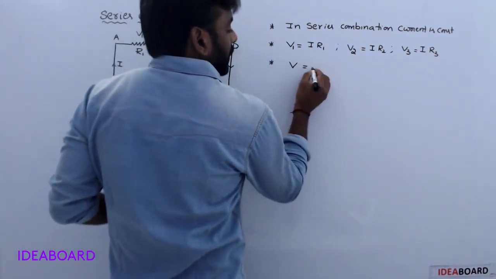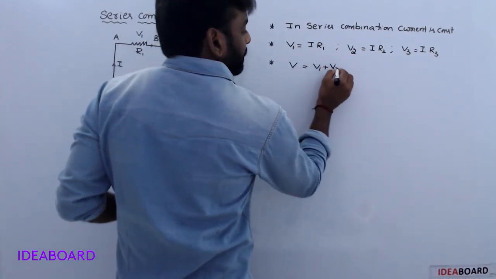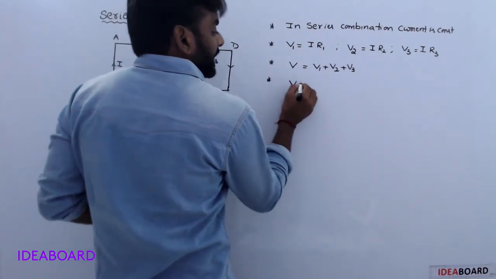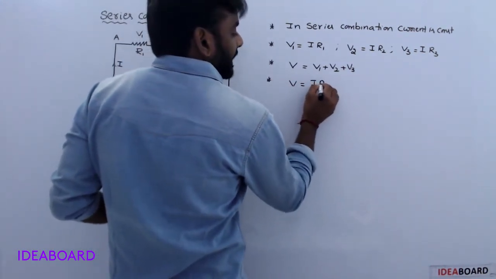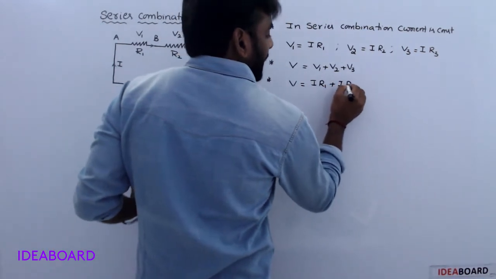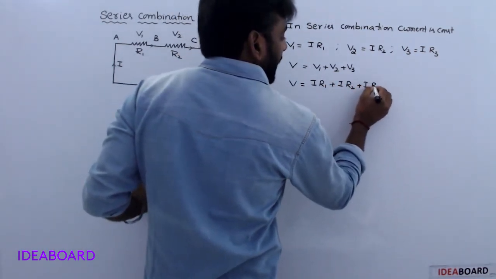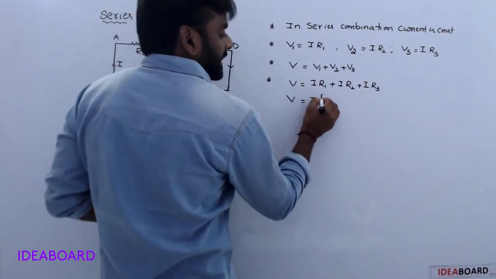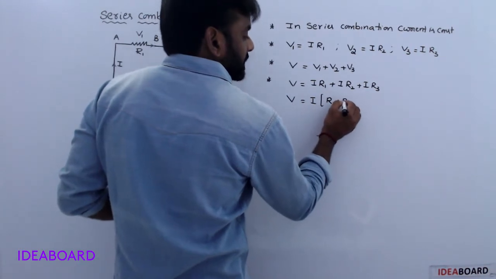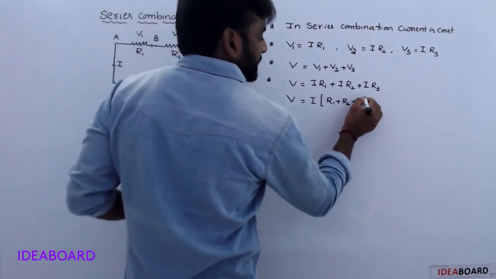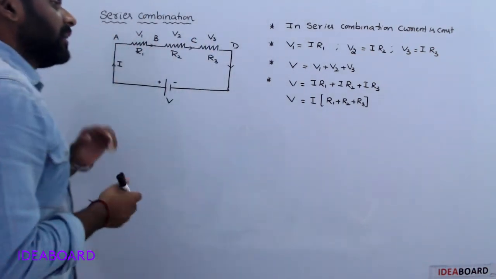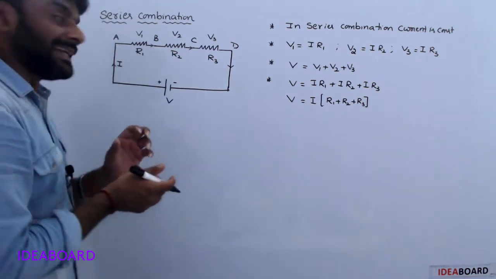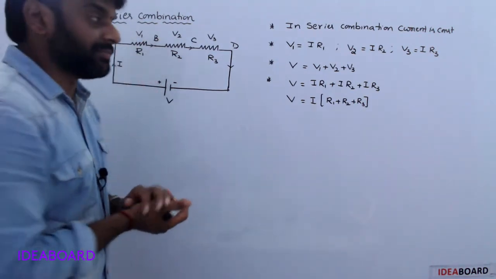Now what is the total potential here? Total potential is V1 plus V2 plus V3. So V is equal to I R1 plus I R2 plus I R3. Understood? Here which one is common? I is common, so V equals I times R1 plus R2 plus R3.